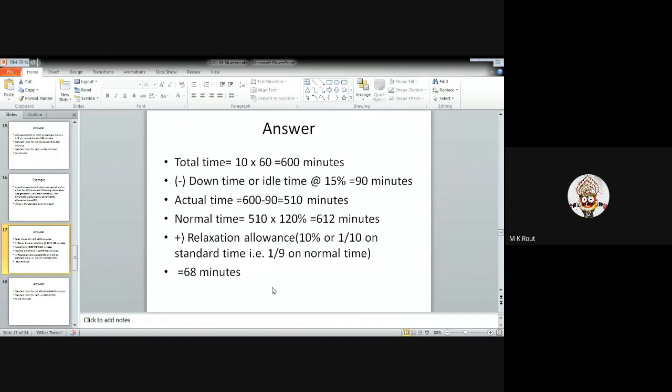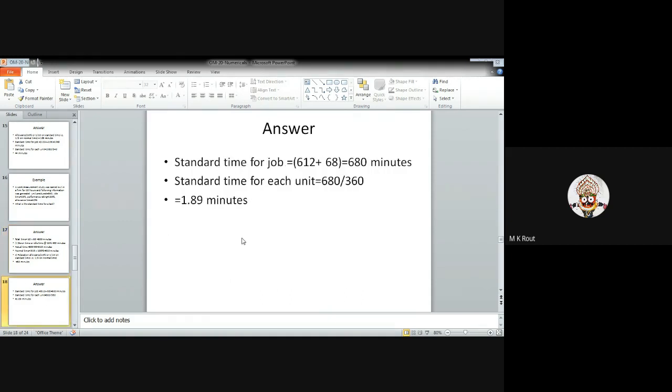And the next one, in case of calculating the allowances, that is 10% or 1 by 10 on standard time, that is 1 by 9 on normal time, that equals 68 minutes. Moving to the next one, calculating the standard time for the job, that is 612, the normal time, plus 10% allowances, that is 68 minutes, that equals 680 minutes. In case of calculating the standard time for each unit, that equals 680 divided by the number of accepted units produced, that is 360, that equals 1.89 minutes. Is it clear?